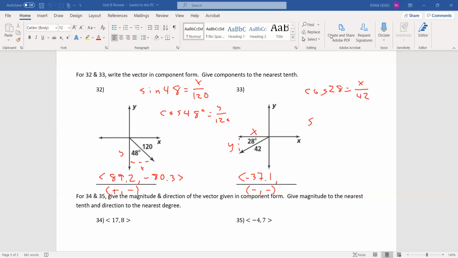All right, sine of 28 is going to be my next one. Multiply by 42. 42 sine 28 is 19.7, so negative 19.7.